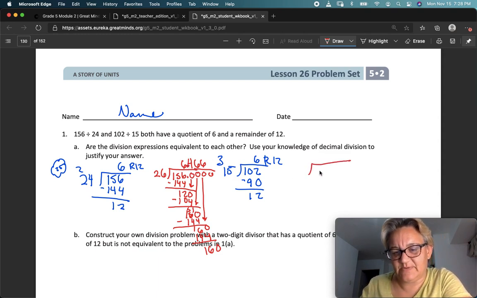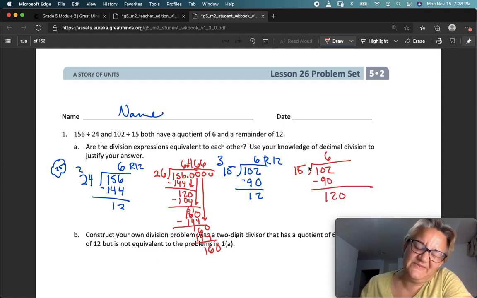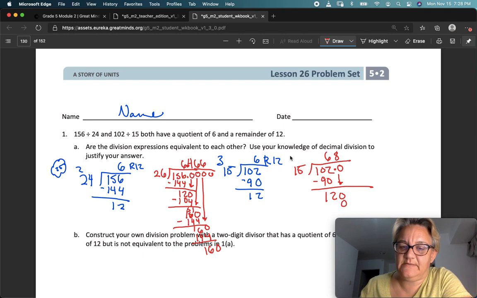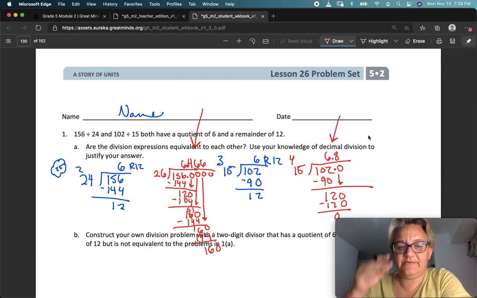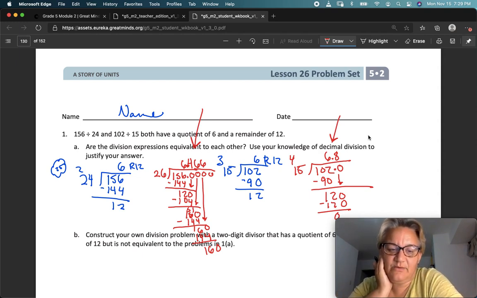Now what would happen if I do this one with a decimal? 15, I know it goes in there 6 times, so 6, that's 90. And then my leftover is 120. And I know that the 15 will go into 120, let's see, 15 would go into 96 times, so 105, 7 times, 120, 8 times. Okay. So 8 times 15 is 120. 6.8. Okay, so when we look at the decimal here, this turns out to be 6.46666, and this turns out to be 6.8. Okay, those are very different numbers, aren't they? They don't work out the same.